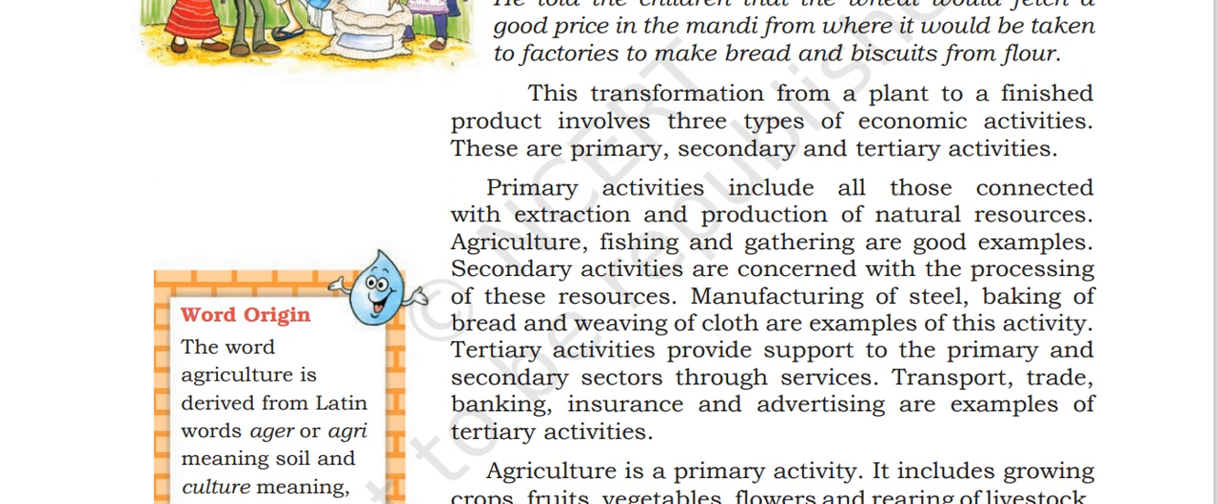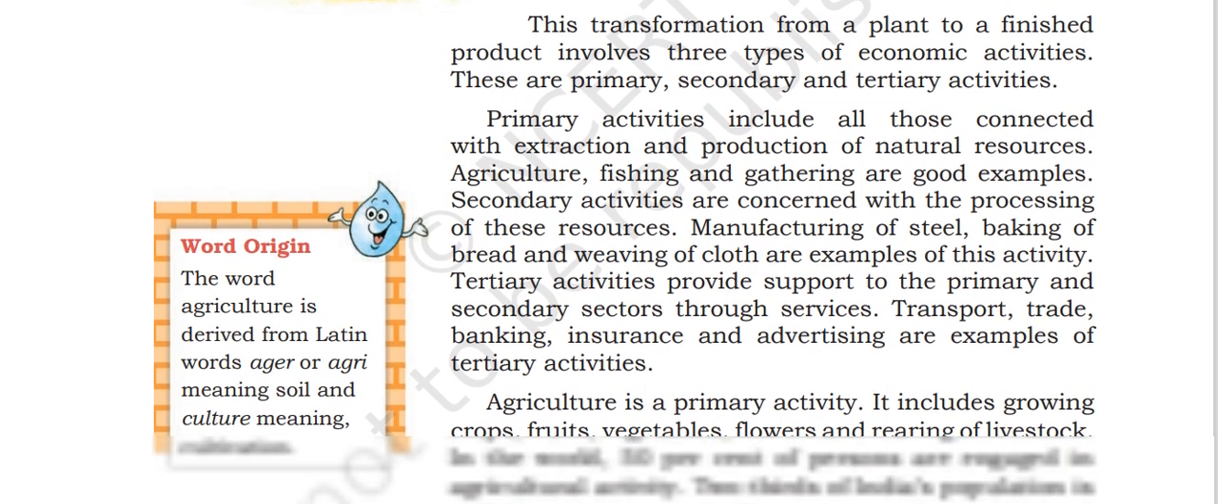Manufacturing of steel, baking of bread, and weaving of cloth are examples of secondary activity. The tertiary sector provides support to the primary and secondary sectors: transport, trade, banking, insurance, and advertising.